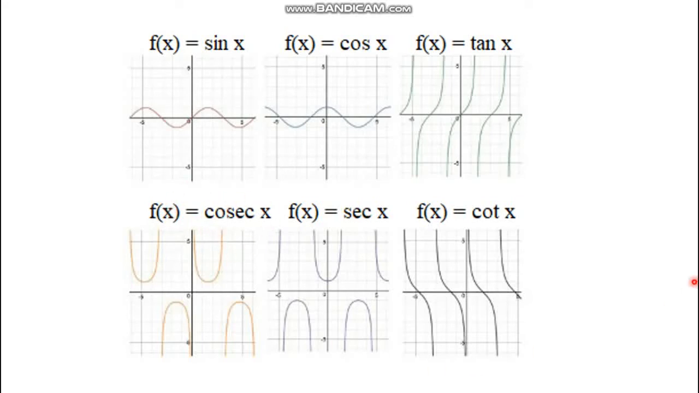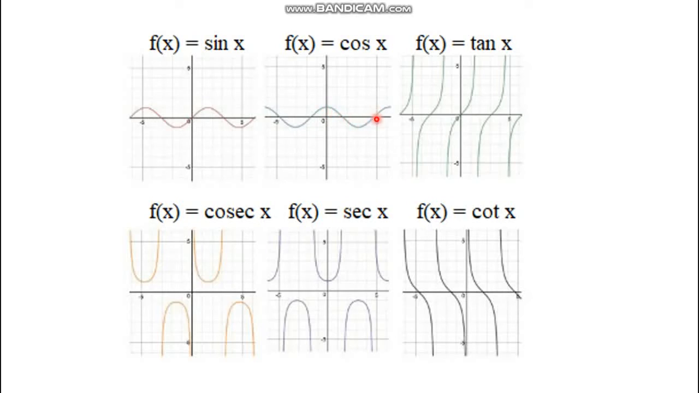So just have a look here. It is starting from 0 for sin x, then maximum 1, then again 0, then minimum minus 1, then again 0. So one period is completed. Okay, in the cosine curve, it started from 1, then 0, then minus 1, then 0.